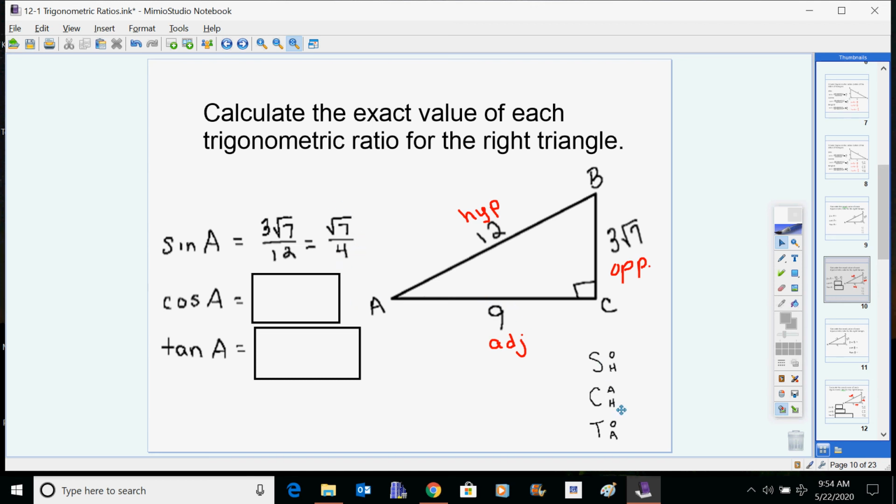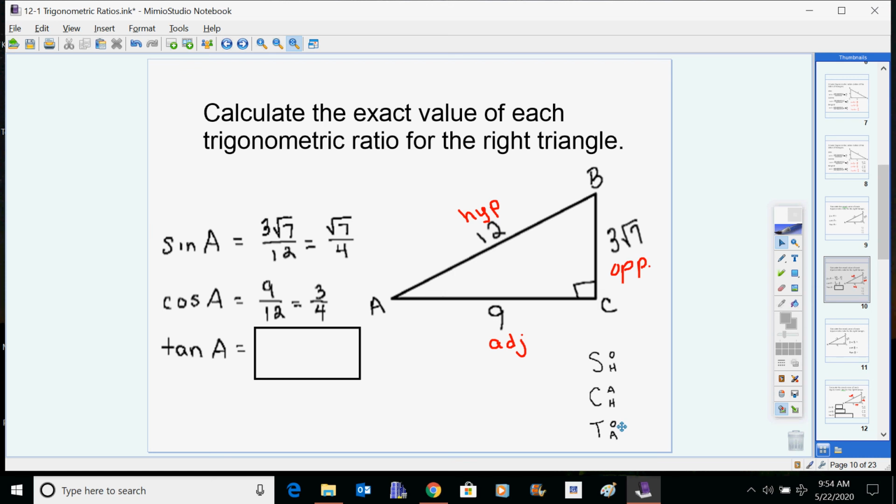The cosine for this one, adjacent over hypotenuse. The number of the adjacent is 9 and the hypotenuse is 12. Reduce your fraction. Divided by 3, divided by 3. Notice we have not used the calculator yet. Remember, the calculator comes Tuesday next week.